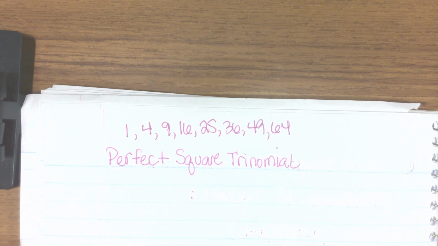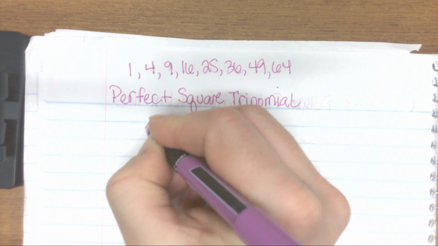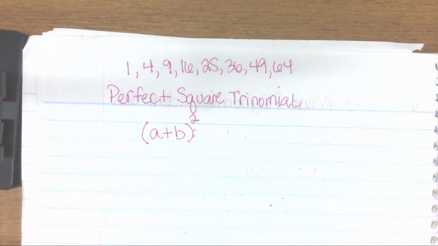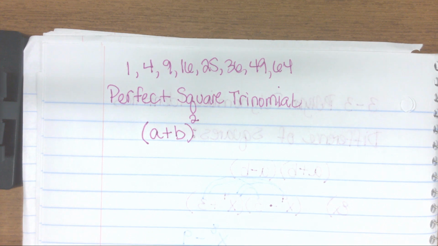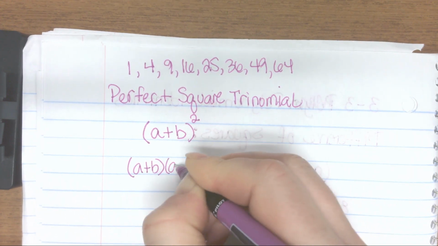So it's going to begin with a perfect square and it's going to end with a perfect square. And it's a trinomial, which means it has 3 terms, okay? So here's a perfect square trinomial. It arises when you have something like this: a plus b squared. What does a plus b squared mean? Doesn't it mean a plus b times a plus b?